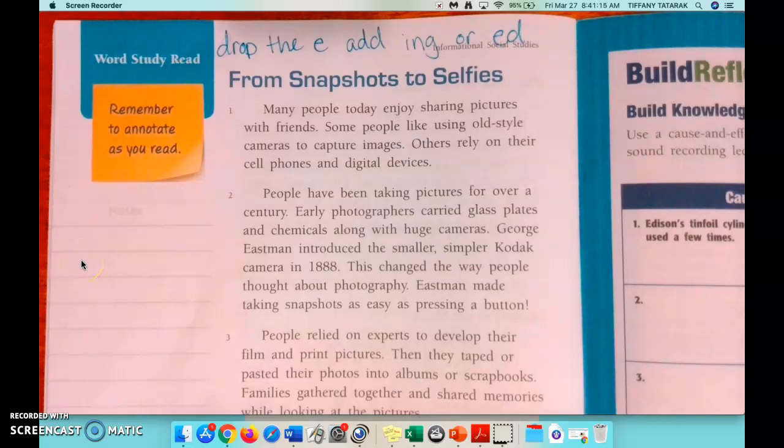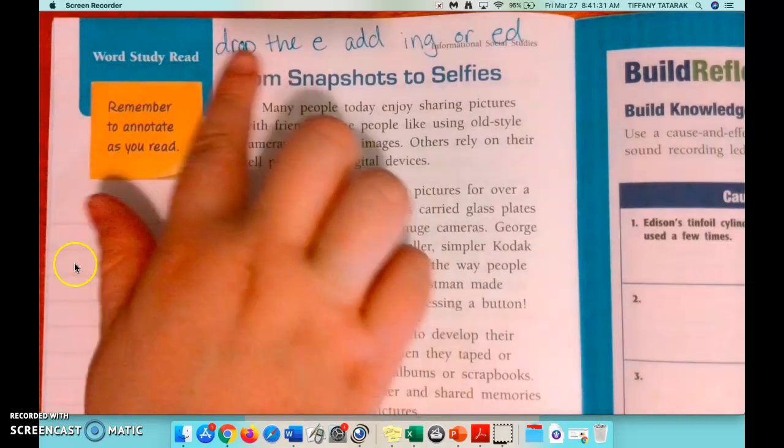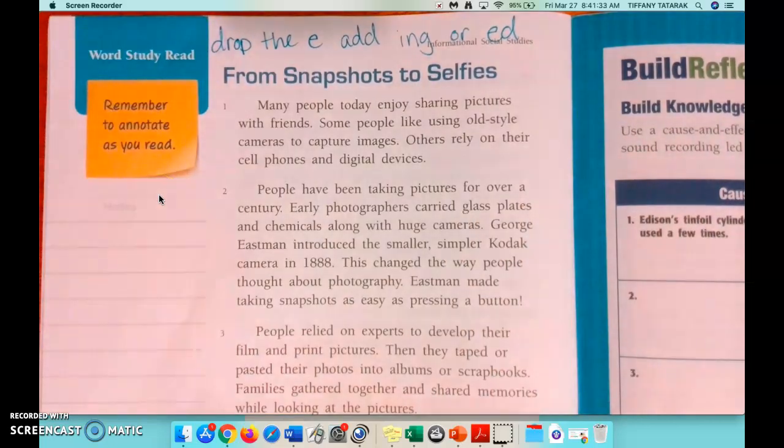Good morning, third graders. Today for benchmark, we're going to be focusing on doing some spelling practice. So I want you to open your benchmark book to page 30. You should see a page that looks similar to this, except without the top stuff. It should say "From Snapshots to Selfies." So make sure you open to that page.